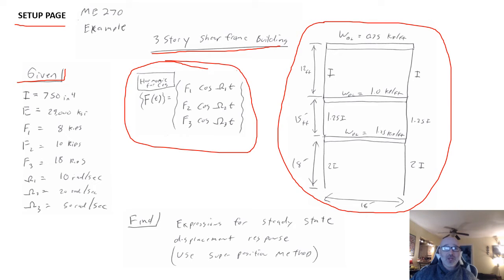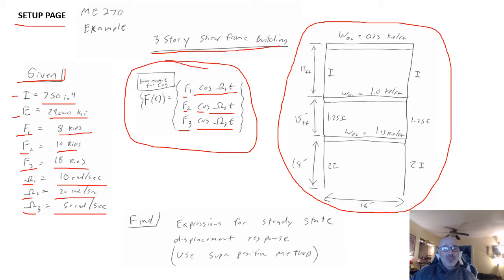My f of t is equal to F1 times the cosine of omega 1 t, F2 times the cosine of omega 2 t, and F3 times the cosine of omega 3 t. And over here they gave us my I value of 750 inches to the fourth. My E value is equal to 29,000 KSI. F1 is 8 kips, F2 is 10 kips, F3 is 18 kips. Omega 1 is 10 radians per second, omega 2 is 20 radians per second, and omega 3 is 50 radians per second.